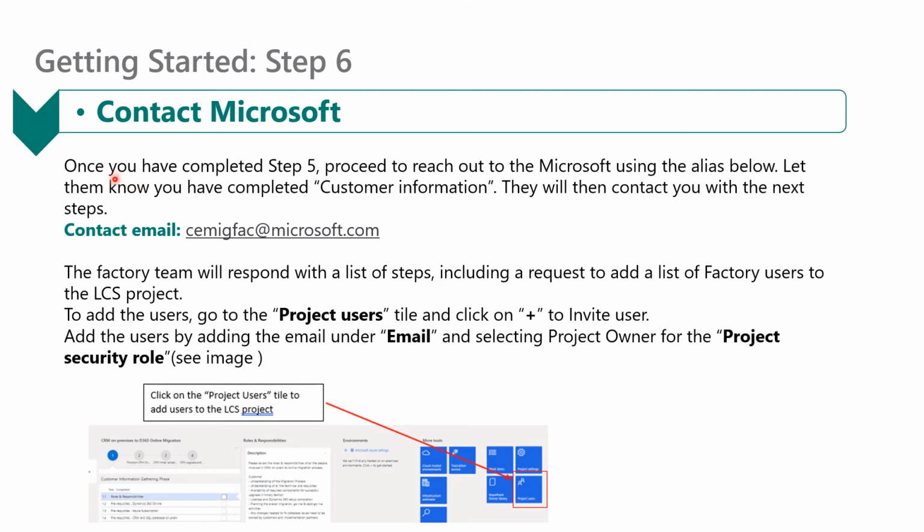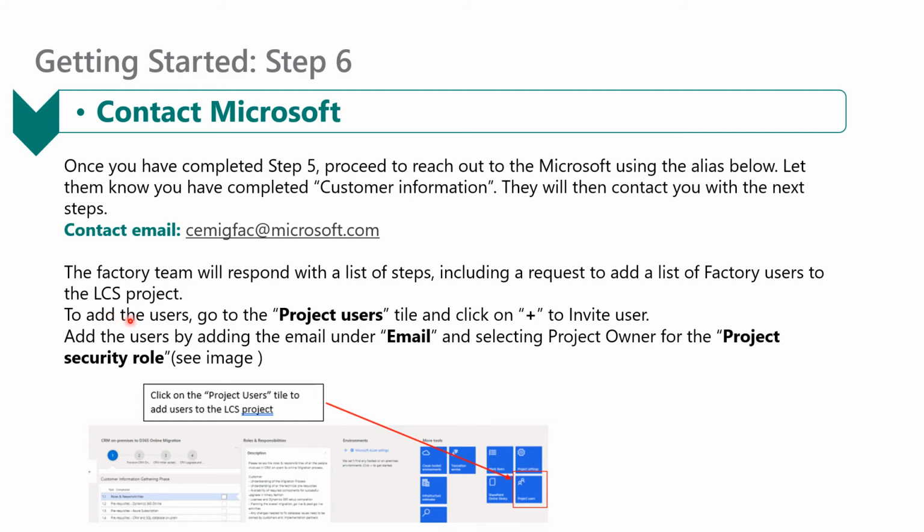Once you've done, contact Microsoft letting them know that you've completed the customer information section. To do so, email the following email address. The factory team will then respond with a list of steps, including a request to add a list of factory users into the LCS project.